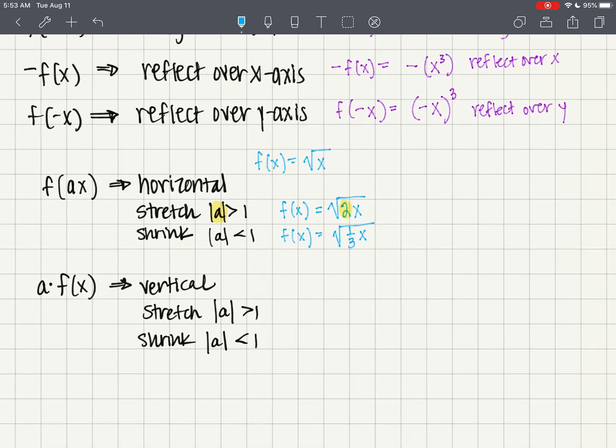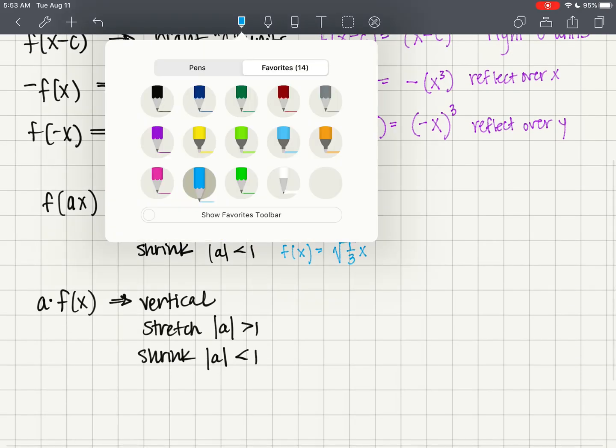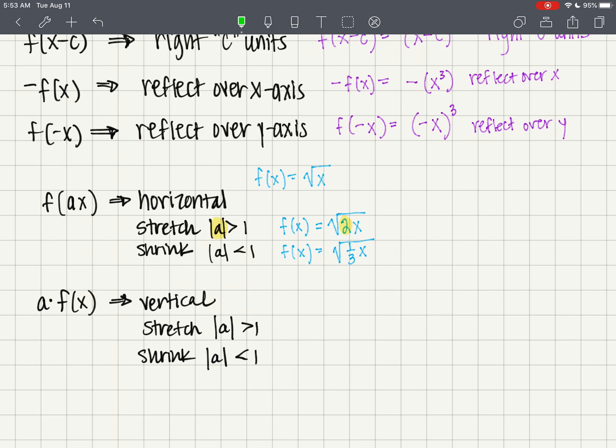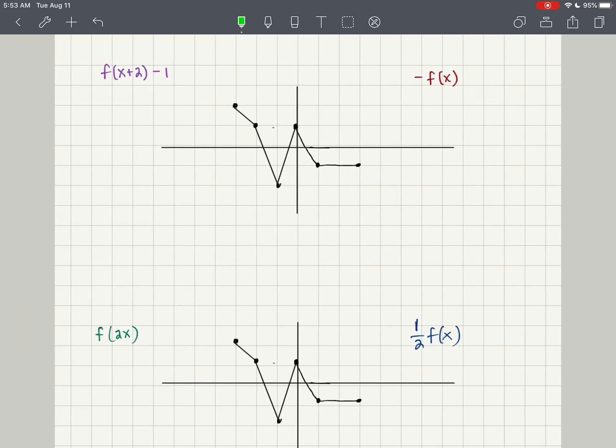And then if we multiply on the outside, so if I take that 2 and I put it on the outside, I'm going to end up with a vertical stretch. And if I take a fraction that's less than 1 on the outside, we have a vertical shrink. So I'm going to show you some examples, not with parent functions, but with just some kind of graph, and I'll show you how that graph is transformed in the next video.